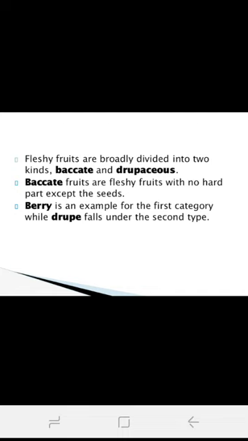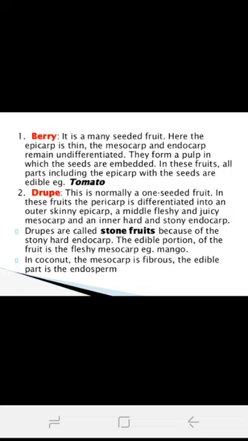In berry, there is no hard part except seeds. You can eat all parts except seeds. The berry is a typical example of this, and drupe is a typical example of a fruit in which some parts cannot be eaten. So, berry and drupe. First one is berry.